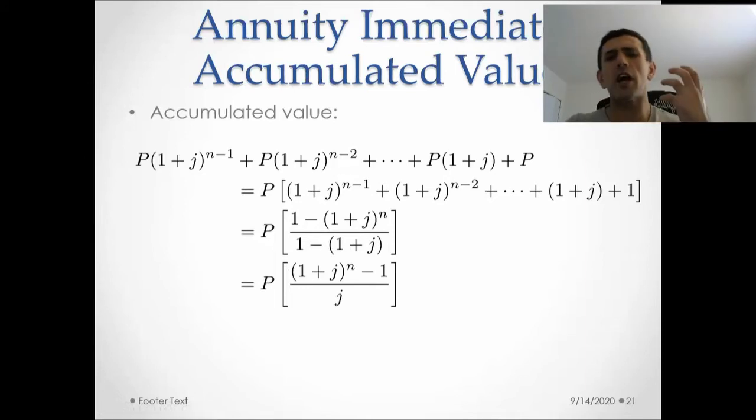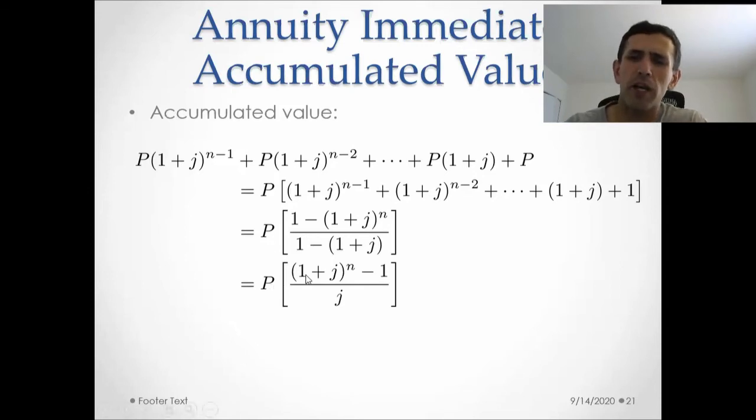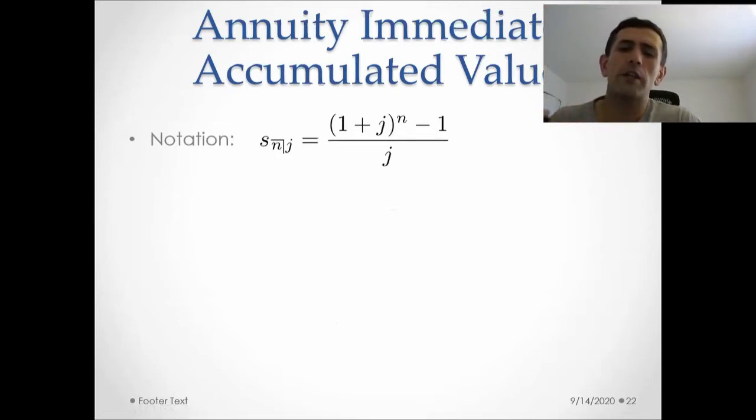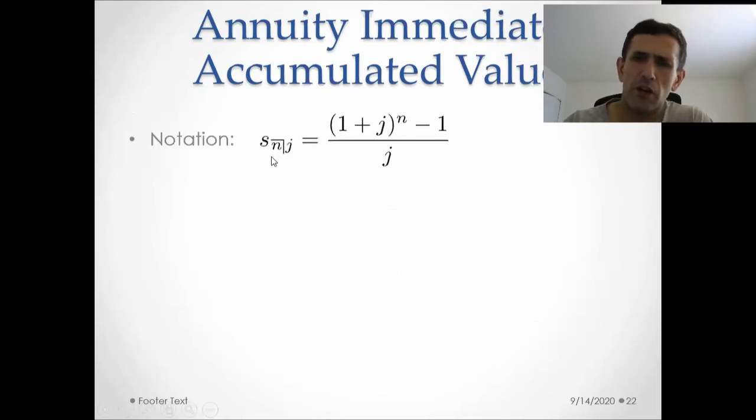Okay? So we have this nice formula for the accumulated value of an annuity immediate with payments P at the end of each period with a per period interest rate of J. And if we do this for n periods, then the accumulated value is P times (1 plus J) to the n minus 1, over J. And we're going to use this formula so often that we want a nice shorthand notation for this term right here. So we're going to use s angle n at J for that shorthand notation.